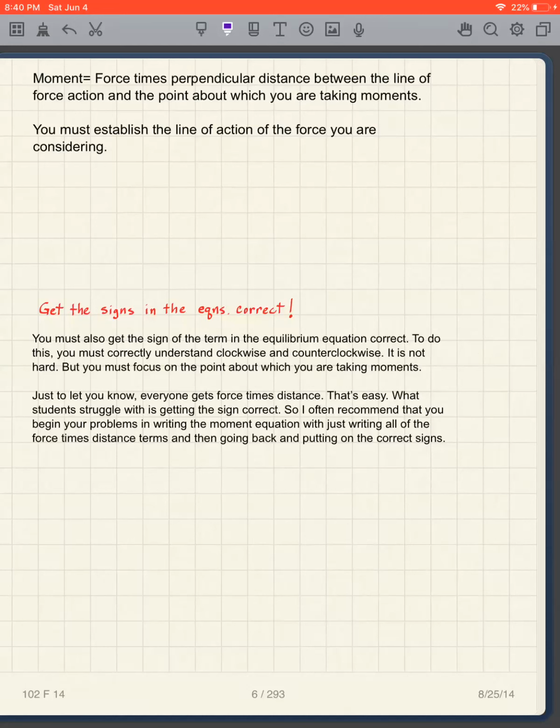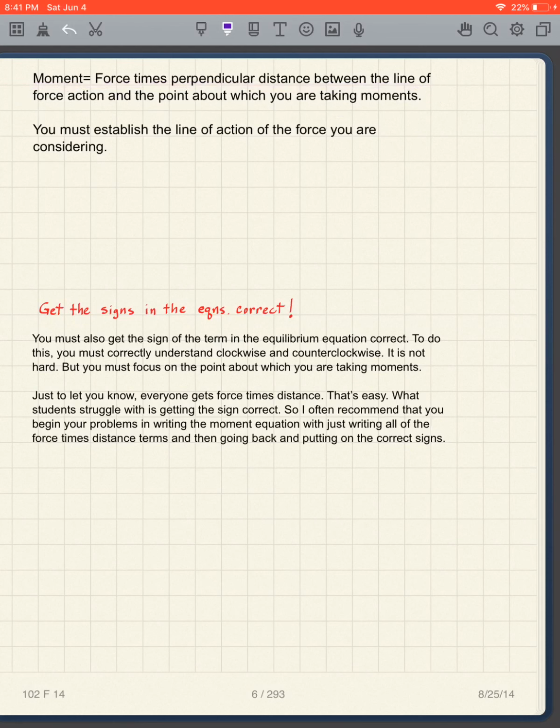Okay, I want to reiterate how important it is to get these moments correct and the signs for the forces correct. So I'm going to reiterate this and make sure we've got it and do some more examples. So remember, the moment is the force times the perpendicular distance between the line of action of the force about the point about where you're taking moments.